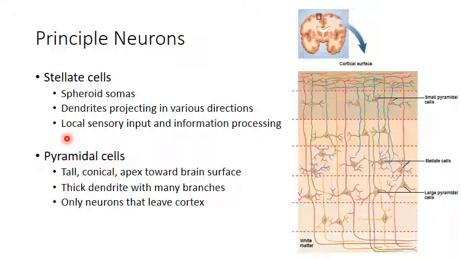The stellate cells, I think one of the big things is that they are local. Local means that they stay within the gray matter. So they do not have axons that branch out and go anywhere else. They simply stay in the gray matter and pass information around in their very specific area. The pyramidal cells, on the other hand, do have axons that pass out of the gray matter and into the white matter. They are the only neurons that are going to leave the cortex. So our stellate cells stay in the cortex tissue.